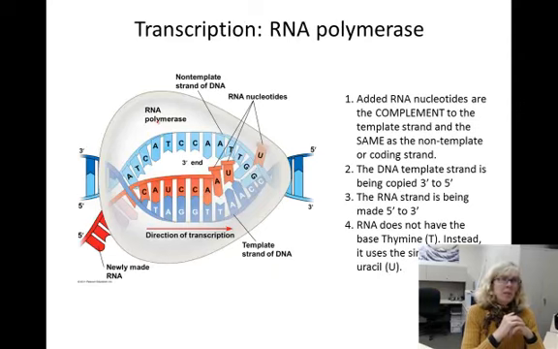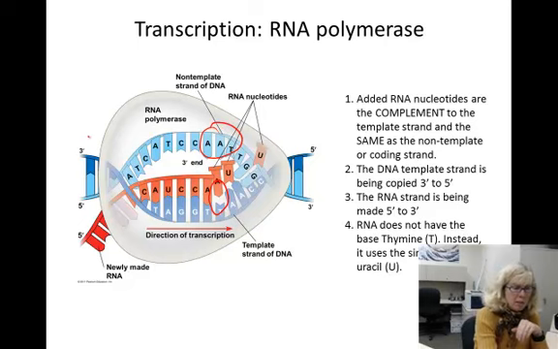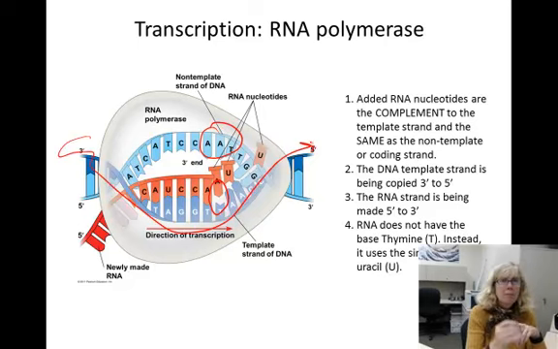How does RNA polymerase make the RNA strand? Here's a close-up. Notice particularly the following. Added RNA nucleotides are the complement to the DNA template strand and are the same as the non-template or coding strand. Again, the DNA template strand is being copied 3' to 5', and the RNA strand is being made 5' to 3'. Lastly, RNA does not have nucleotides with the base thymine. Instead, it uses the similar base uracil.